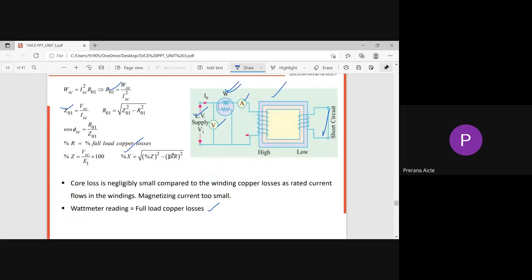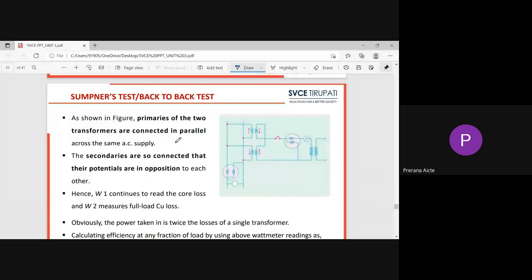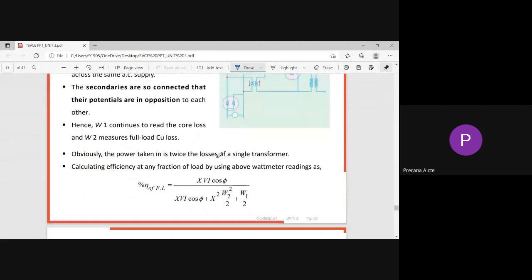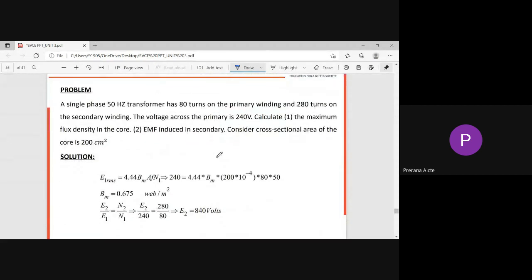But in the case of Sumpner's test, the back to back test, we simultaneously measure the iron losses as well as the copper losses. That's why this test is also called a heat run test, and it gives us more accurate results when compared to the OC and SC tests.